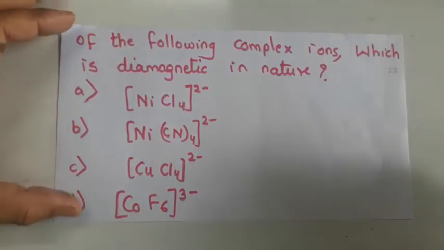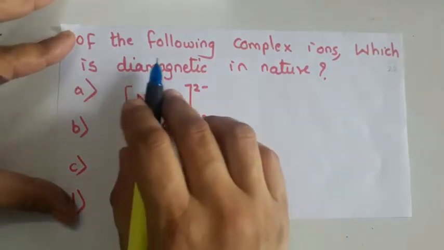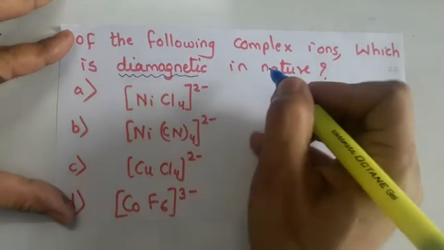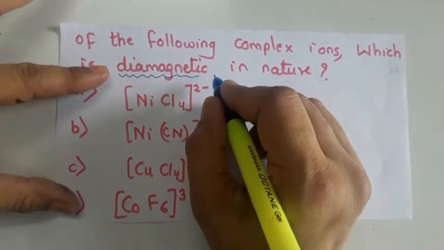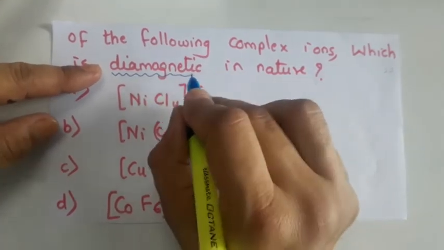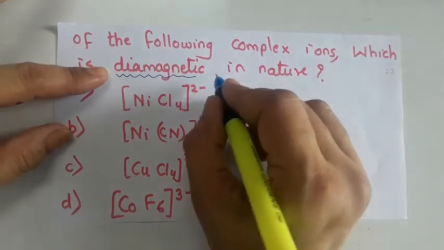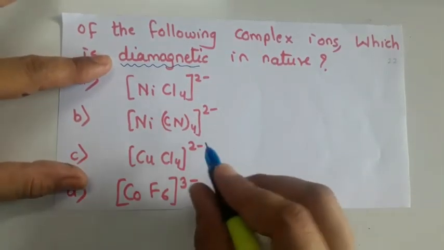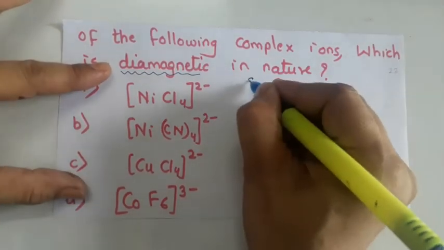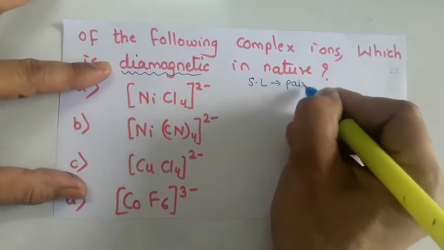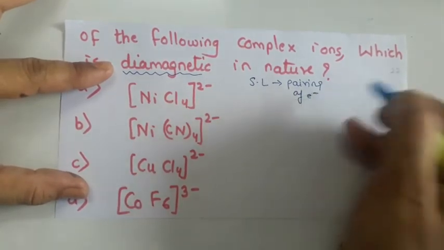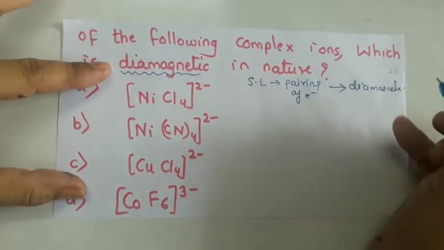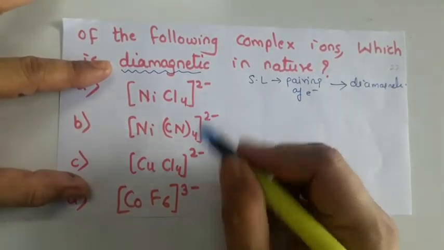Now students, this question should be very easy for you to solve. Of the following complexes, which is diamagnetic? Which is diamagnetic means what you have to make out? You have to make out that all electrons are paired. Okay, there has to be paired electrons. Now, in which case are paired electrons there? When a strong ligand is there. I'll just write here, a strong ligand is there, it will lead to pairing of electrons, and it would lead to diamagnetism. So we have to find out which is the strong ligand.